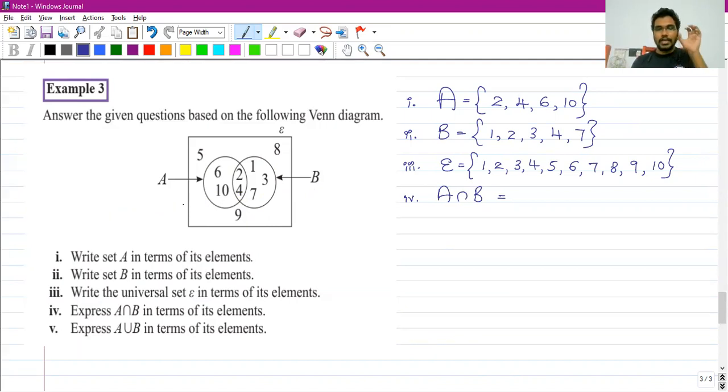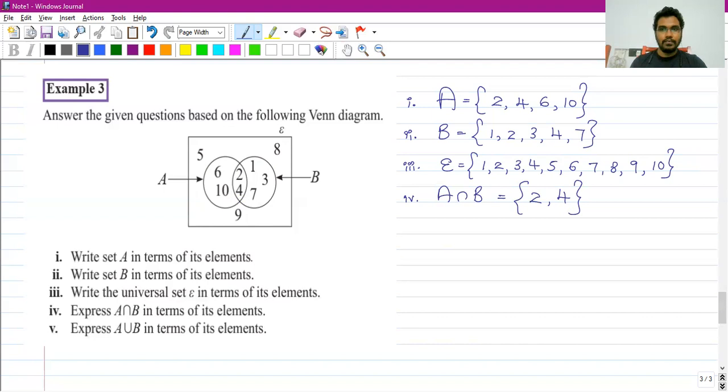First of all, try to shade the part which is the intersection of A and B. You can see this small part is the A intersection B part. That means this is the part which is common to set A as well as set B. So I can shade that one, and the elements in that part are 2 and 4. I can write A intersection B as 2 and 4.